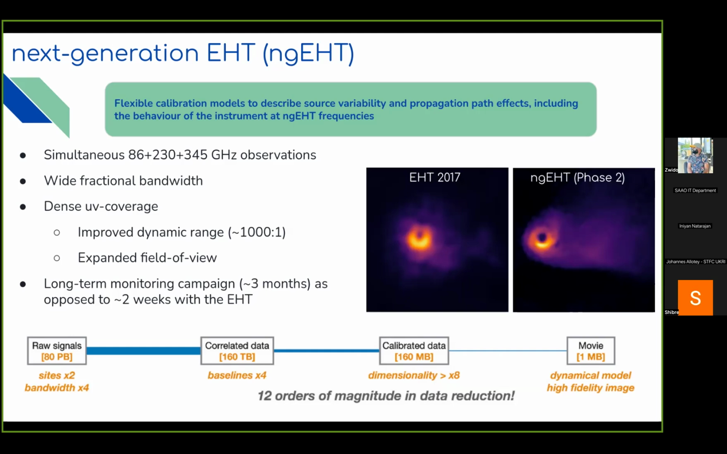and the dynamic range will be improved. And unlike the EHT campaigns, which last for about 2 weeks, the ngEHT campaigns are expected to last for 3 months. So you can actually propose for monitoring campaigns with the ngEHT. And there's 12 orders of magnitude in data reduction as you go from the raw signals to correlated data to calibrated data to finally an image or a movie.